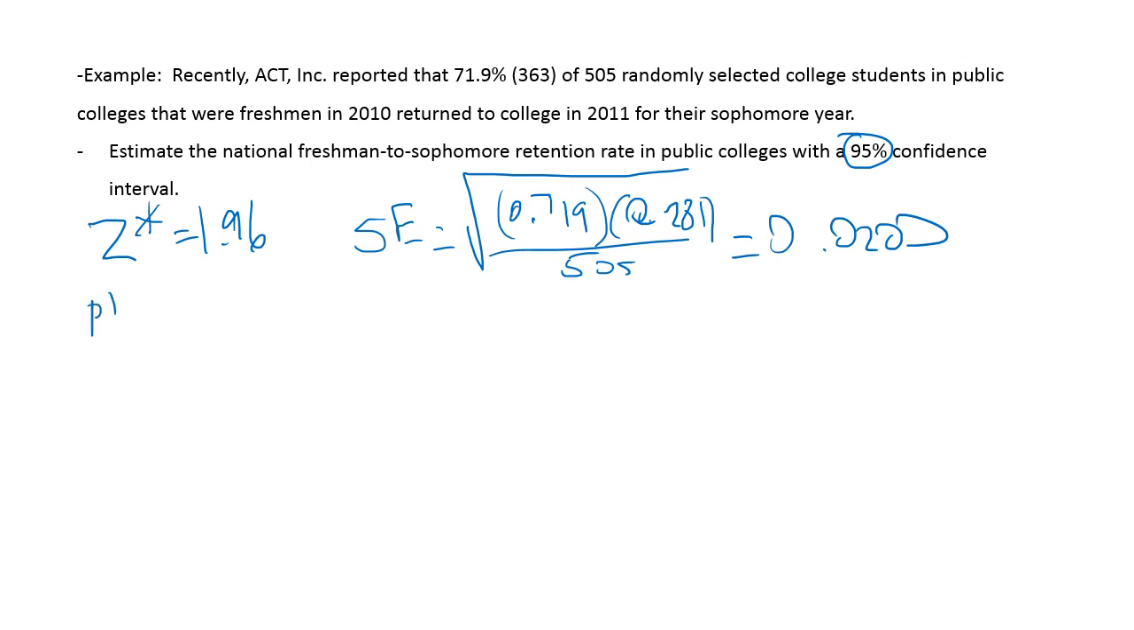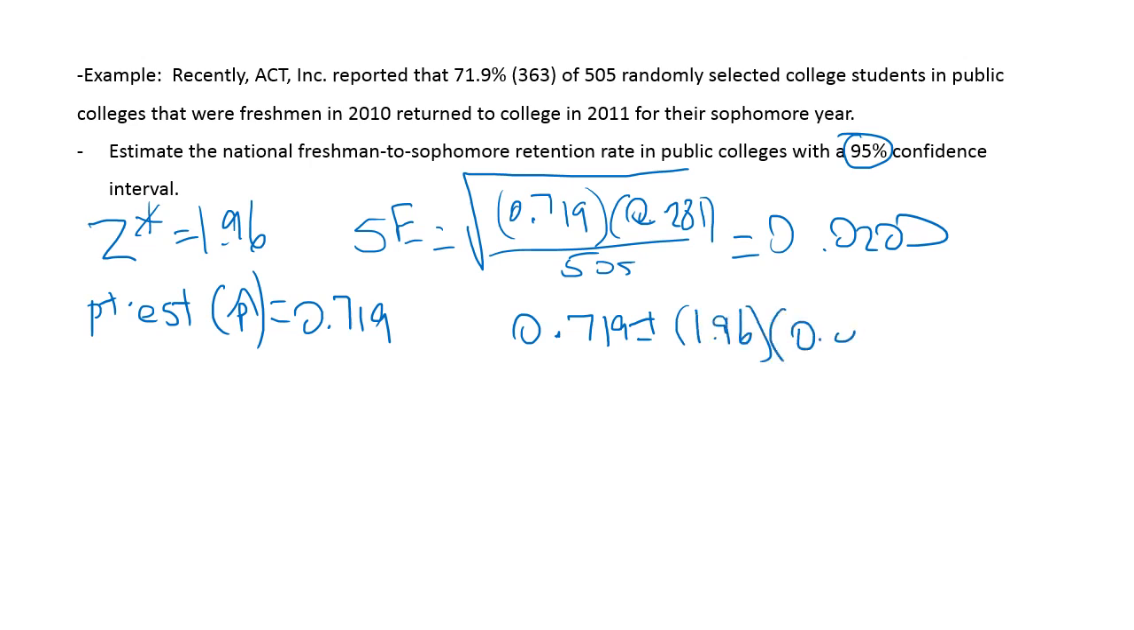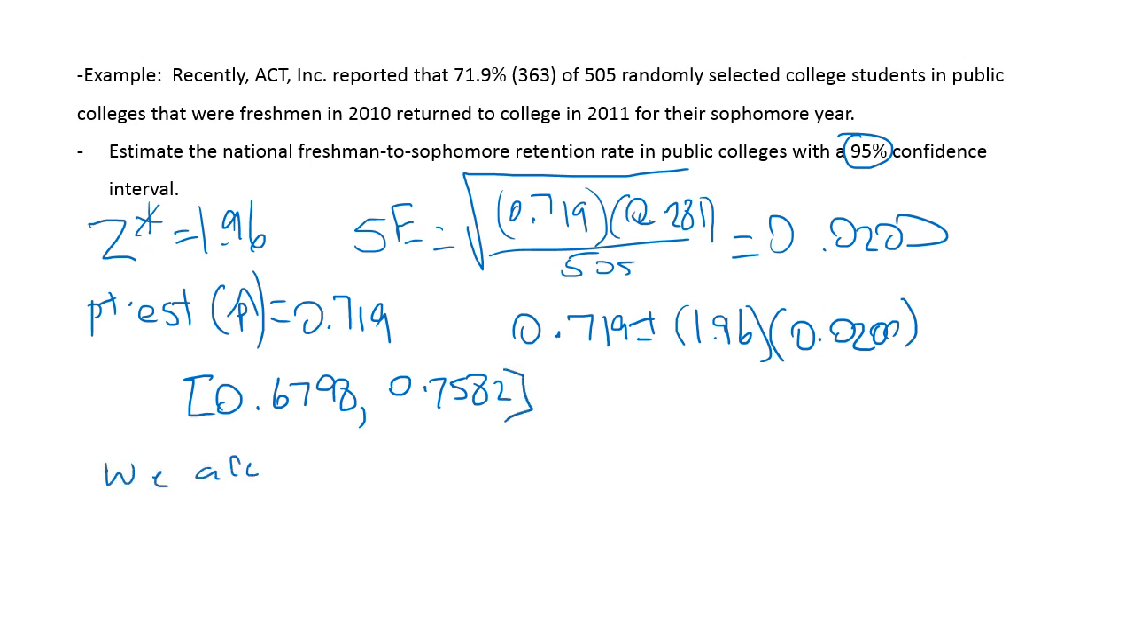Now our point estimate is our p hat, which is 0.719. So our confidence interval is going to be 0.719 plus or minus 1.96 times 0.0200, which gives us the interval of 0.6798 to 0.7582.